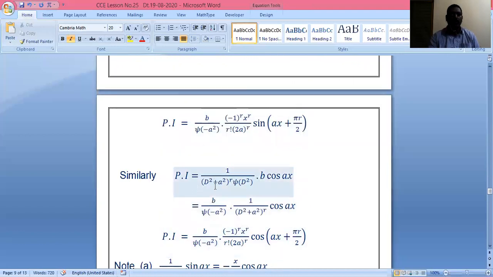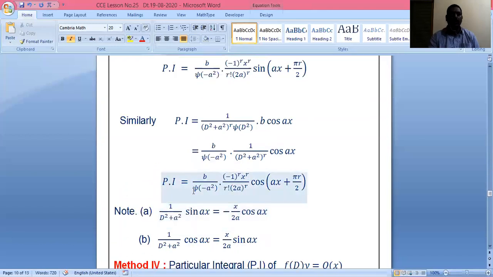Similarly, PI is equal to 1/((D² + a²)^r ψ(D²)) b cos ax, that is equal to b/ψ(-a²) times 1/(D² + a²)^r cos ax. Therefore, PI is equal to b/ψ(-a²) times (-1)^r x^r / (r! (2a)^r) cos(ax + πr/2).